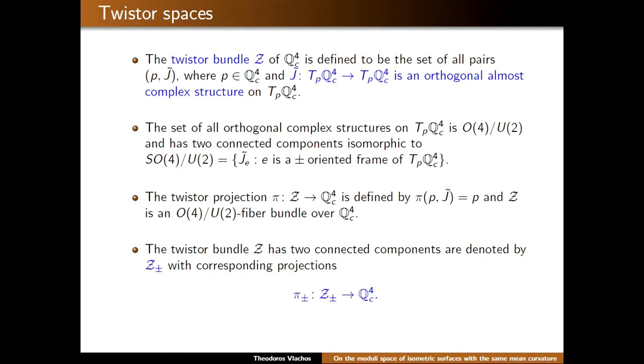It's a fiber bundle that has, by definition, the property that the fiber is the set of all orthogonal almost complex structures acting on the tangent space. So it is a fiber bundle, of course denoted by pi, the natural projection, and it is an O(4)/U(2) fiber bundle. It has two components denoted by Z plus and Z minus, and the corresponding projections are denoted accordingly by pi plus, pi minus.